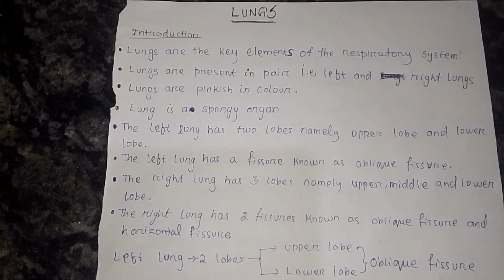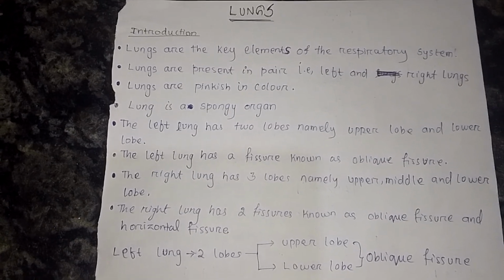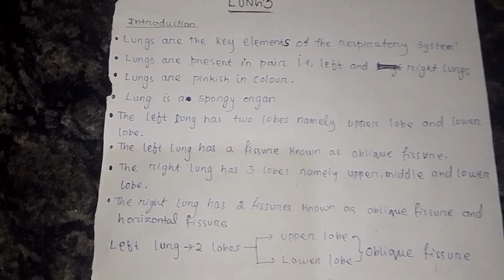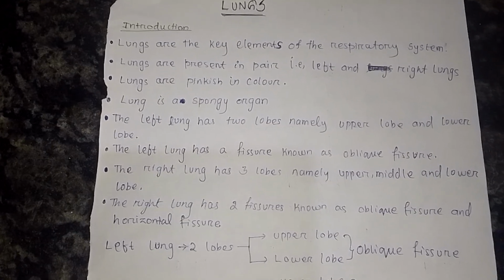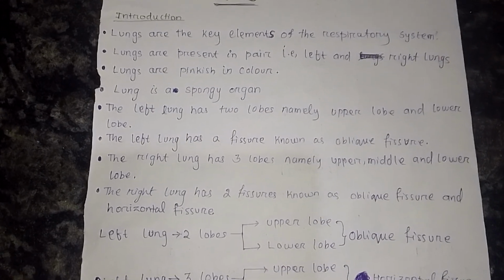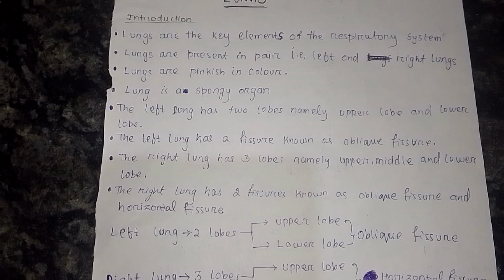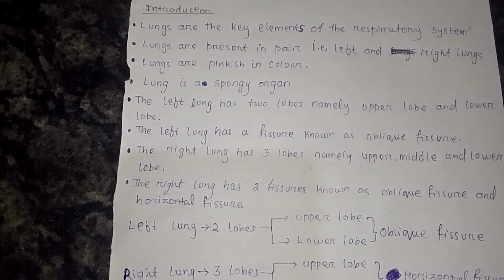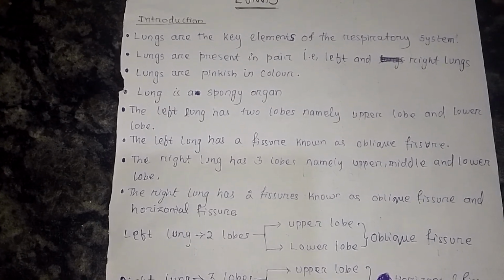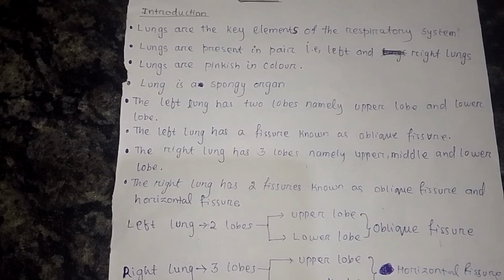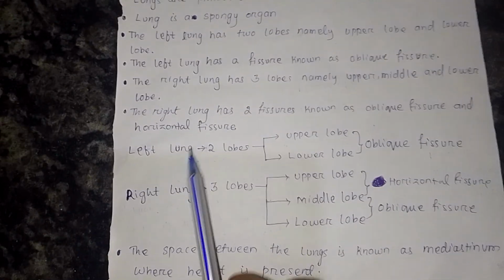The lungs are present in pair. It means we have two lungs, the left lung and the right lung. And the lungs are pinkish in color. The lungs are very spongy organs, not so hard or so soft. They feel like sponges.